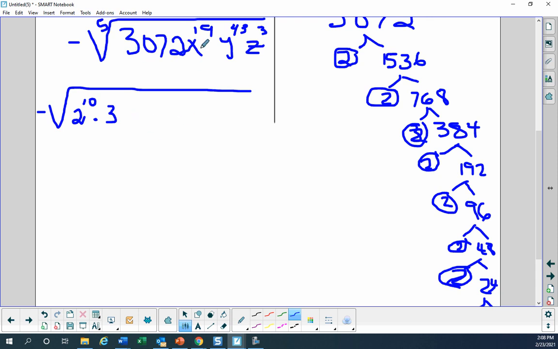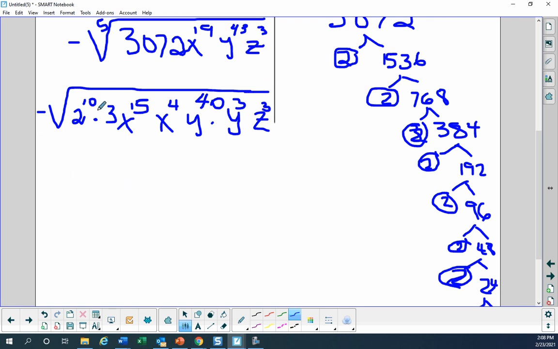Then I have x to the power of 19. So the next number that is divisible by 5 is 15, right? But I still have 4 x's that I need to keep. 43 is y to the power of 40, and then y cubed. But z doesn't have any chance to get out, right? Because it only needs z cubed.